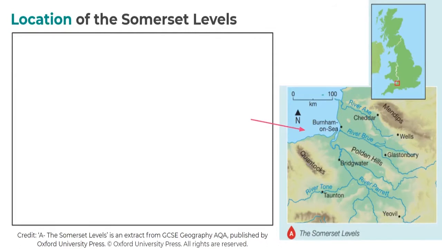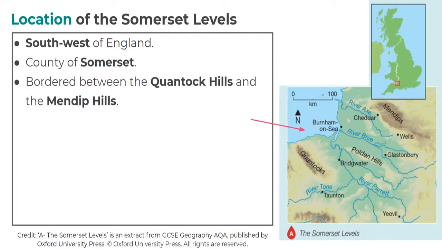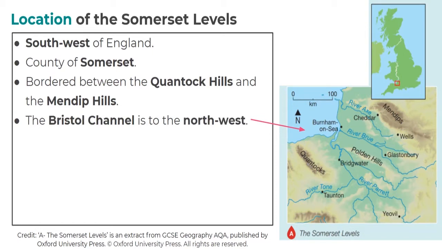So where did this event take place? We're going to have a look at some facts that are linked to the location of the Somerset Levels, and there are also two maps on your screen to help you. The Somerset Levels are located in the southwest of England in the county of Somerset. They are bordered between the Quantock Hills and the Mendip Hills. The Bristol Channel is also to the northwest, and I've shown you whereabouts the Bristol Channel is located using the pink arrow on the screen.